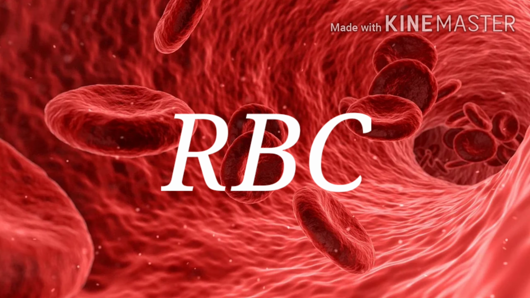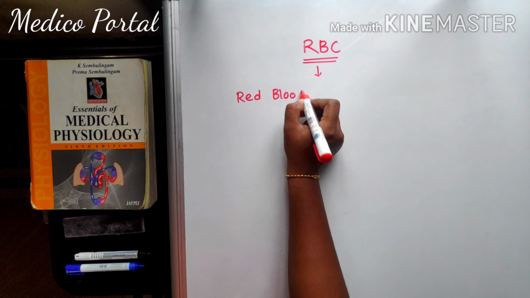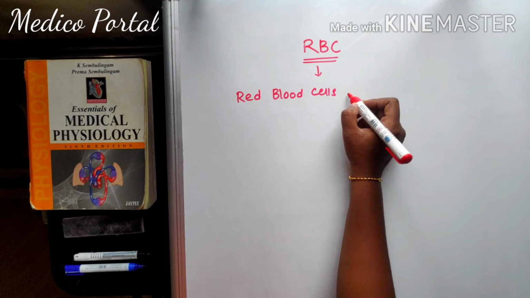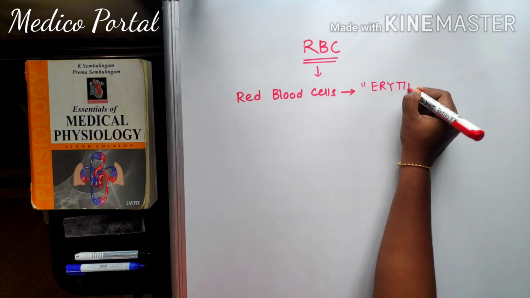Today's topic is RBC. What is RBC? What does this mean? These RBCs are nothing but red blood cells. The full form is red blood cells, and RBCs also have another name, called erythrocytes.